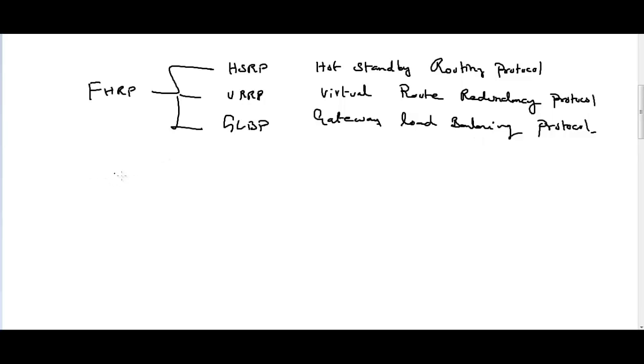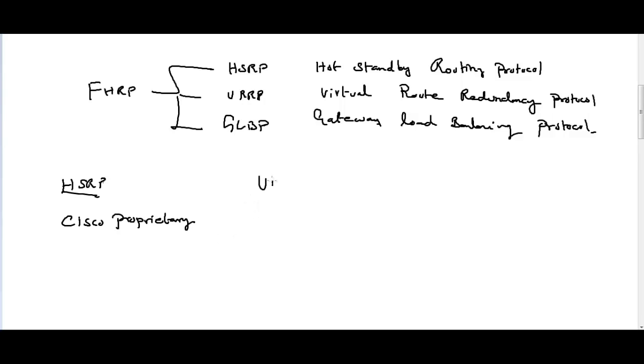Now, why do we need three protocols doing the same job? There are slight differences. If you take HSRP, this protocol is Cisco proprietary. HSRP is a Cisco proprietary protocol.